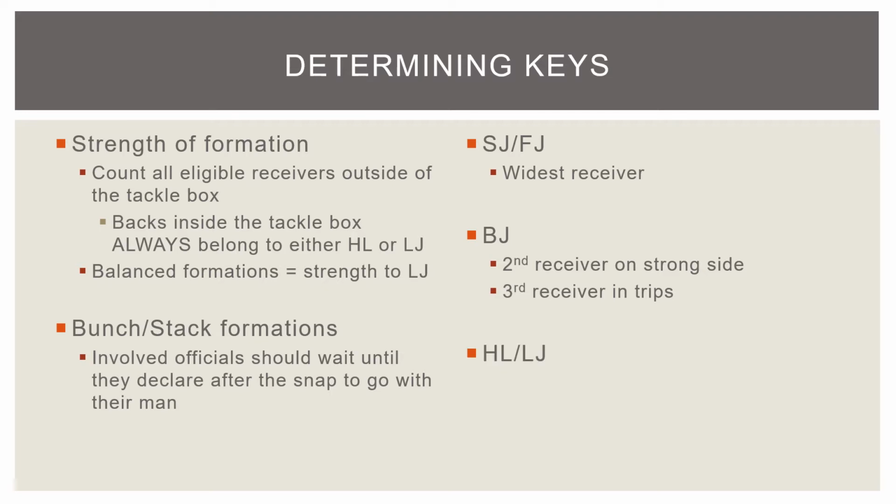The line of scrimmage officials, the head line judge and the line judge, they'll take the second receiver on the weak side or the second receiver in trips. Again, if we have backs inside the tackle box, then that's where they're going, and not necessarily with a receiver on their side, unless, again, the strength of the formation dictates that they need to take a receiver who is outside the tackle box. Now we'll take a look at some formations, so hopefully this makes a little more sense.